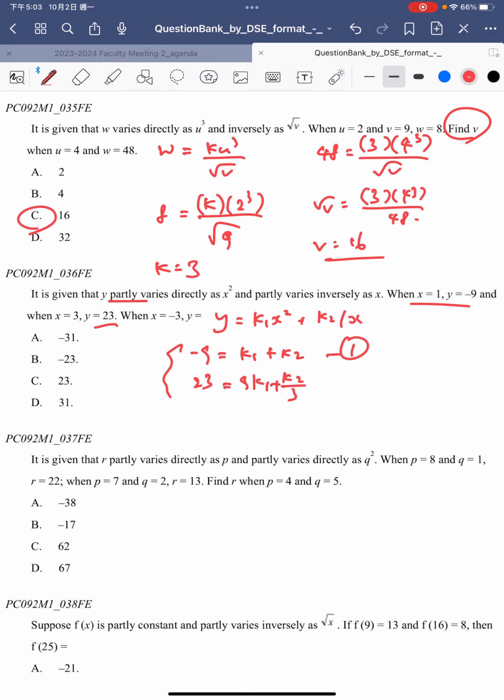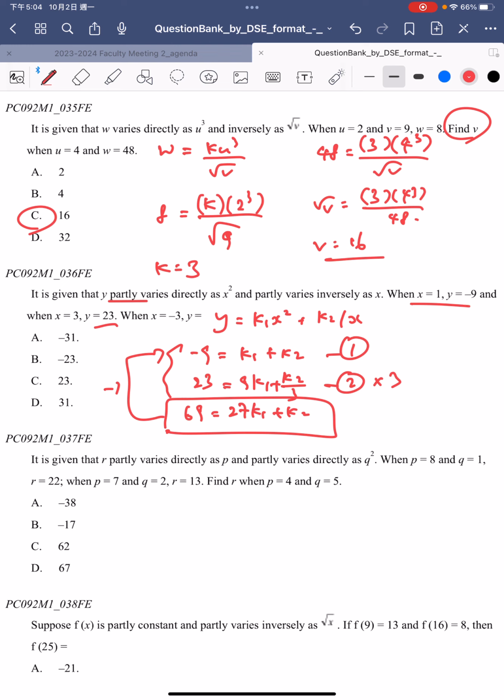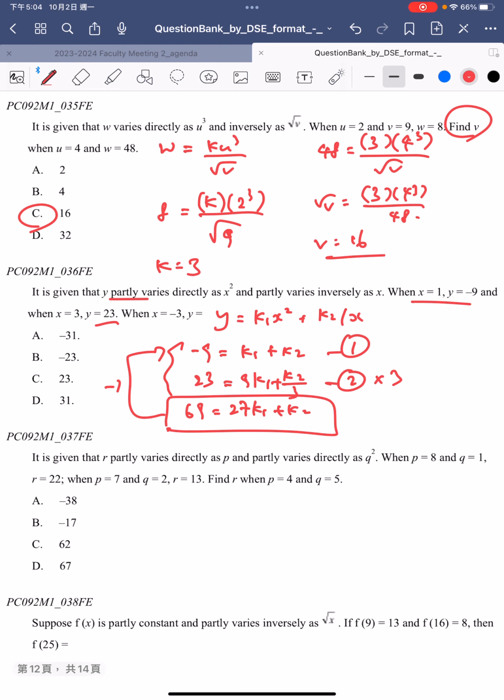So how can we do this? We can actually times the second equation by 3. Then we can have 69 equal to 27k1 plus k2. Then we can use this equation to minus the first equation. We can do the minus, then we can have 69 minus the negative 9 give you 78. 27 minus 1 will give you 26 k1, and the k2 is actually eliminated. So we have 78 divided by 26. Then we have the k1 is actually equal to 3.